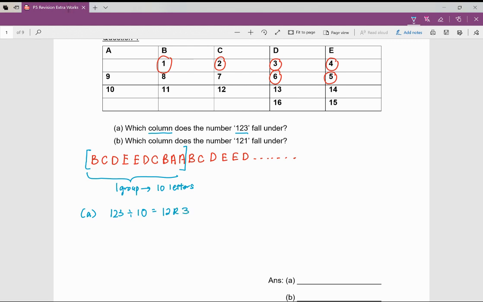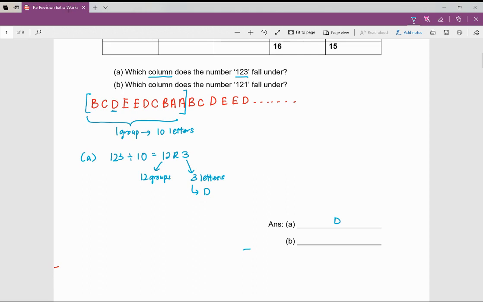Okay, now in this particular question, the 12, by now you should know it just means 12 groups, and the remainder 3 means in the last group there are 3 letters left over. So if there are 3 letters left over, the third letter is actually D. So the 3 letters left over means it translates to the letter D. Okay, so that's for part A.